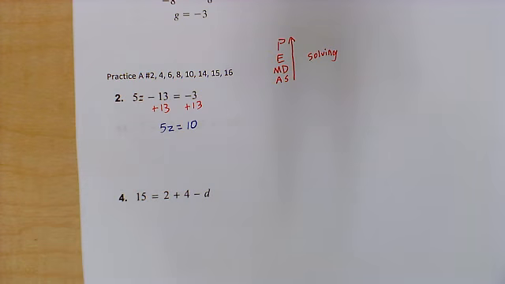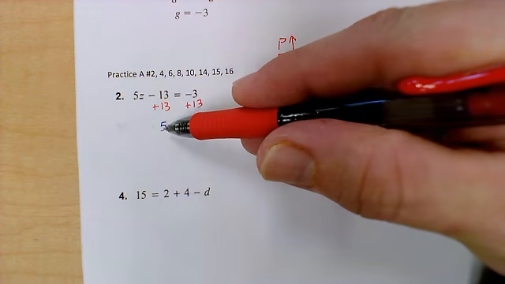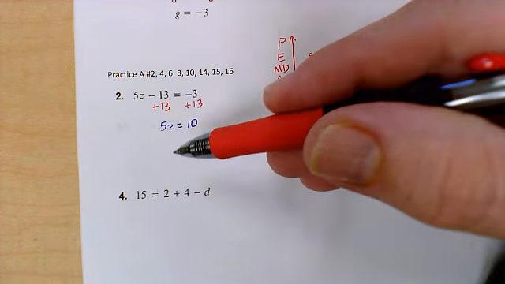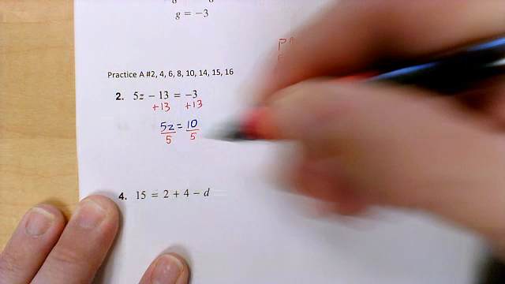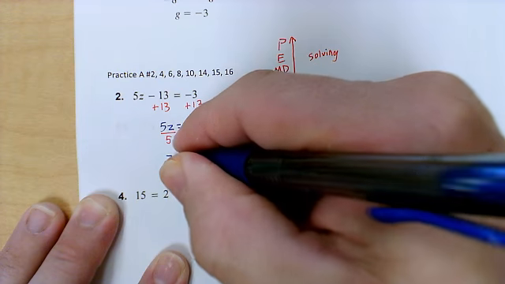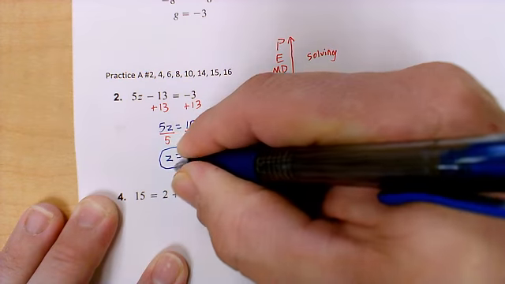All right, now I have multiplication and division going on. I'm working my way up through the process. So I'm going to undo 5 times z. I'm going to divide by 5 on both sides. So z would then equal 10 divided by 5, which is 2.